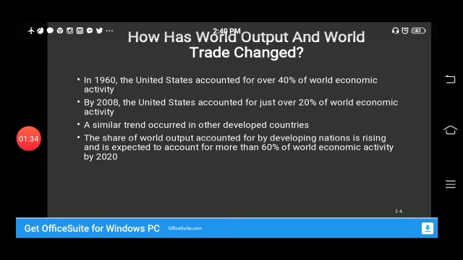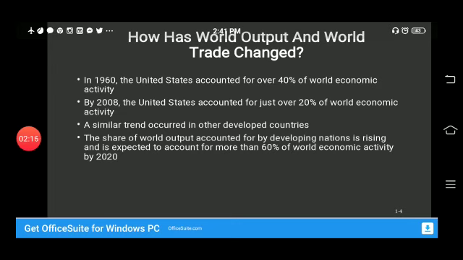Today, this picture has changed. In 2008, the US accounted for only about 20% of the world economic activity. Other developed countries saw their share of global economic activity decline over time as well. Developing nations saw just the opposite trend. Their share of the world output is rising, and by 2020 it is expected that they will account for more than 60% of the world economic activity. So countries like China, Thailand, Indonesia have emerged as global economic players.